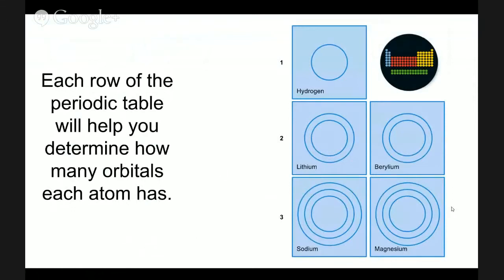The periodic table will help you because each row of the periodic table determines how many orbitals each atom has. So the first orbital, or the first row, has one orbital. The second row, and all of the elements in the second row, has two orbitals. The third row all has three orbitals, so on and so forth.